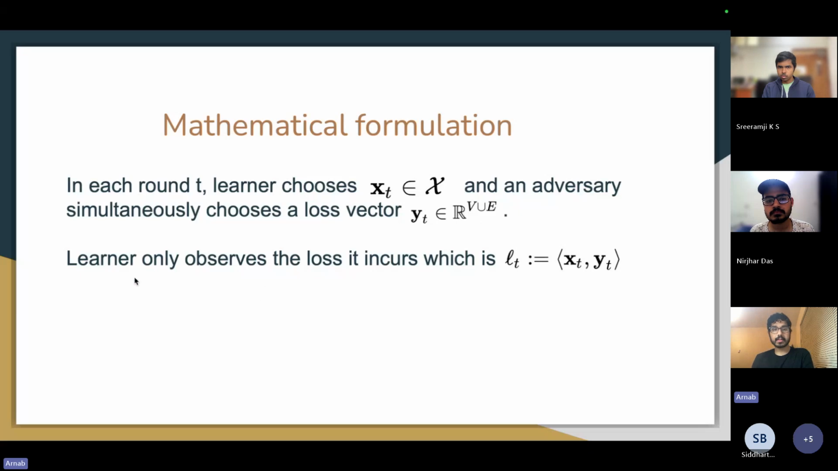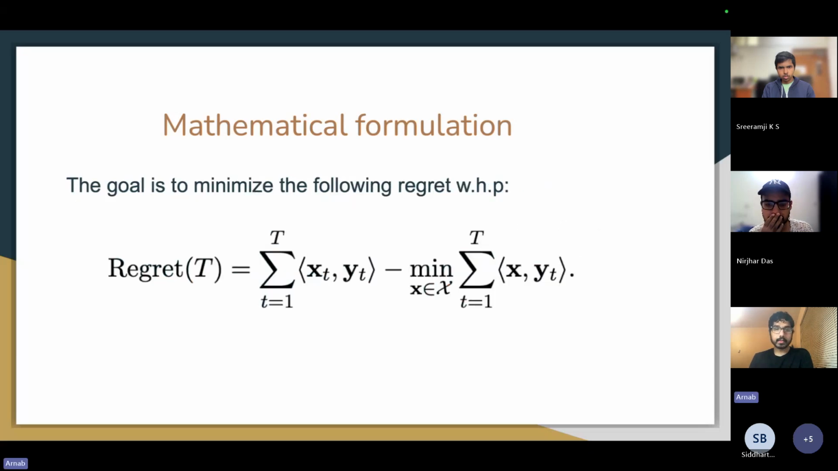And then, as usual, when a learner chooses x_t and the adversary chooses y_t, I incur a loss l_t, and I observe only that particular loss as my bandit feedback. And the goal here is to minimize regret with high probability. Regret is just the difference between the sum of losses that you incur and the loss of the best path in hindsight. And I want to give a high probability regret guarantee here.